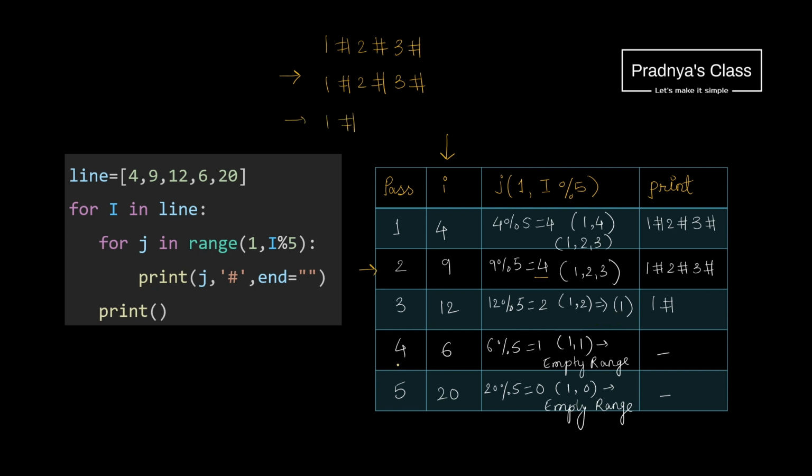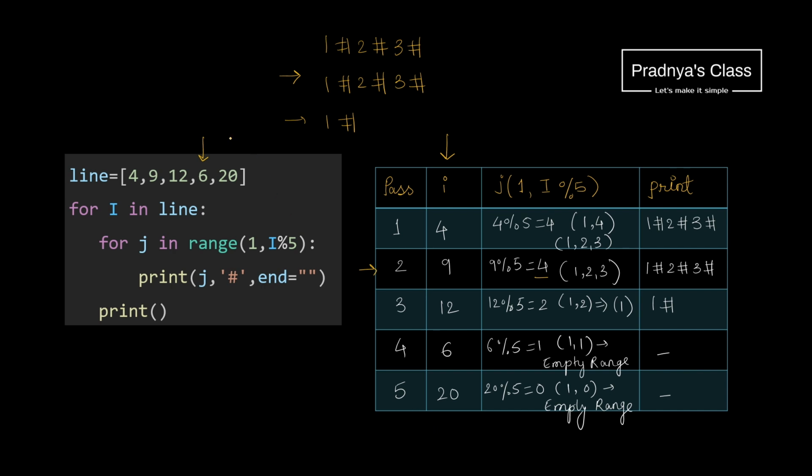Alright, in the next pass the value of i will be 6. 6 is the next element. 6 modulus 5 is nothing but 1. 1 comma 1 cannot be executed. It means it's an empty range. In that case nothing will get printed.